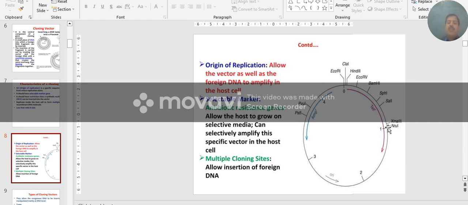Let me show you the diagrammatic representation of the general desirable characteristics that our vector molecule should possess. You can see the origin of replication. This is the origin of replication sequence that allows replication of the chimeric vector molecule in a suitable host cell without affecting the host physiology. Then there are selectable marker genes. As you can see, here lies the ampicillin resistance gene and here lies the tetracycline resistance gene.